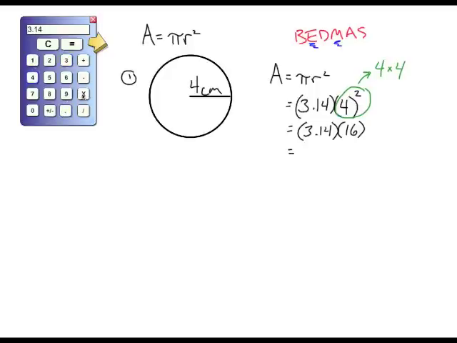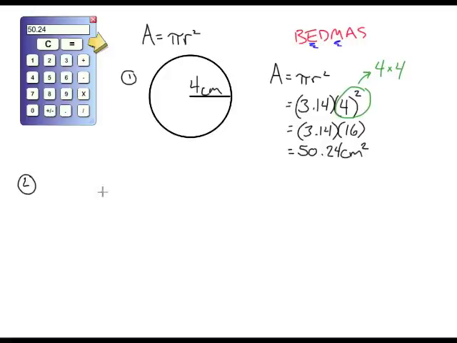3.14 times 16. That equals 50.24. Now in this unit, this is a measurement unit, so we need to make sure we write down our units. So our units in this case is centimeters, but because we're doing area, it's centimeters squared. So the area of this circle here is 50.24 centimeters squared. Let's look at a second example.